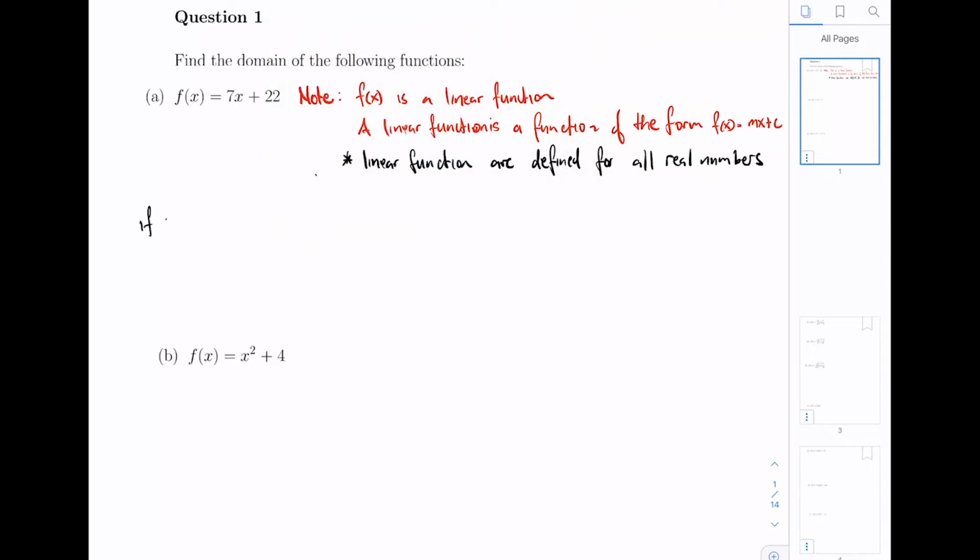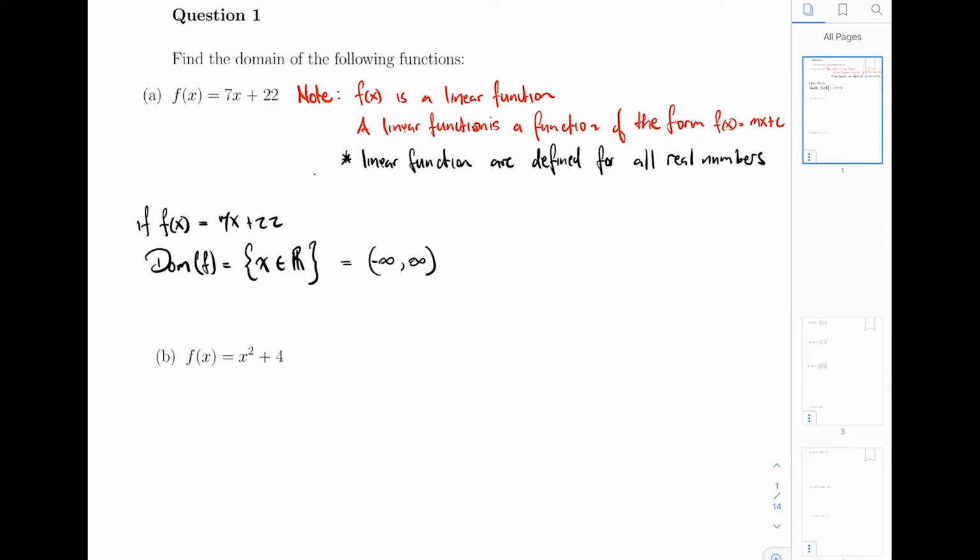Therefore, if f of x equals 7x plus 22, then the domain of f is equal to the set of x in real numbers, right? Without any restrictions. Another way we could write this in interval notation is that we define x over all real numbers in between negative infinity and positive infinity, not inclusive.